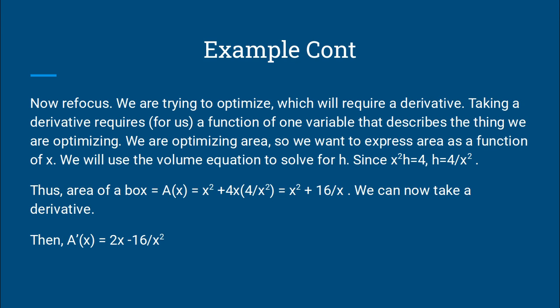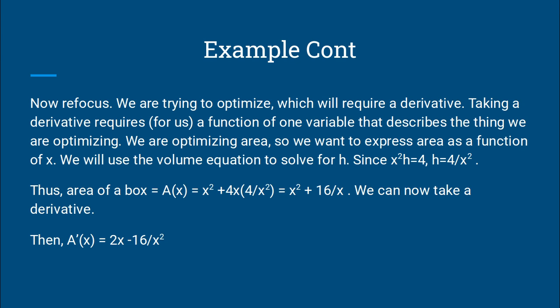And taking a derivative for us means we need a function of one variable that describes the thing we're optimizing. I say for us because we don't do partial derivatives, which is something you'll get to in a future math class. But for us, it needs to have one variable and a function that describes the variable we're optimizing. So we're optimizing area, right, because we're finding the minimum area needed. So we want to express area as a function of x.